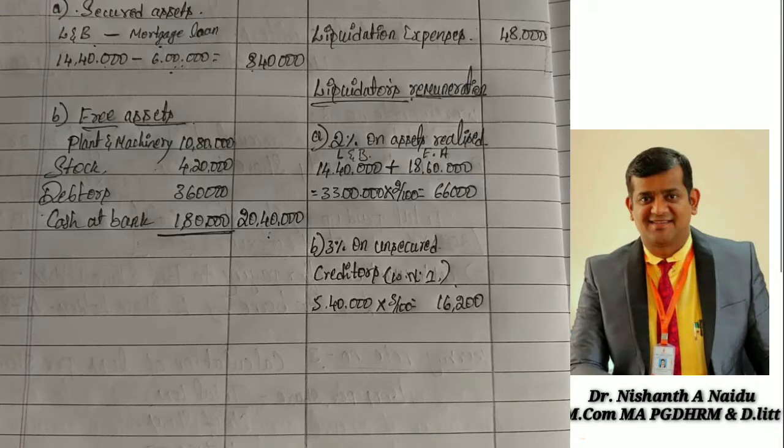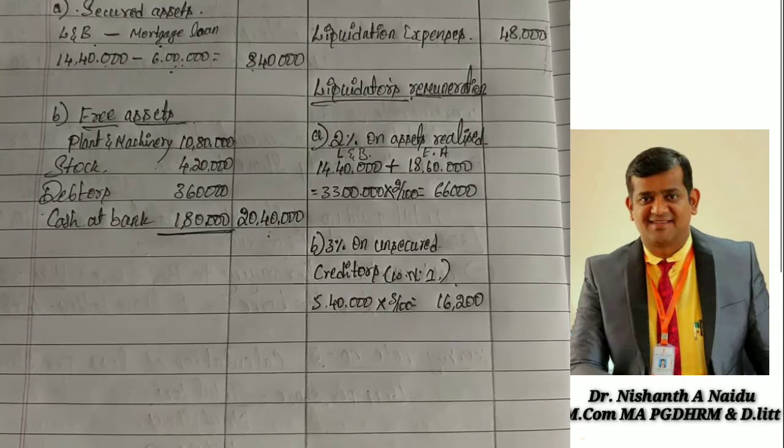Here, as I said, we don't have any preferential creditors, correct? But income tax is always considered as preferential creditors. So you should remember this. Income tax is always known as a preferential creditor. That is why we are not calculating 3% remuneration on it, since he said other than preferential creditors. In another case, we would have to consider it. Clear?